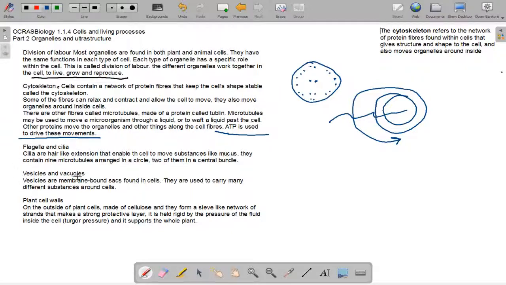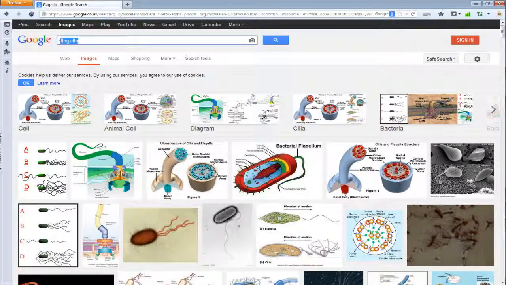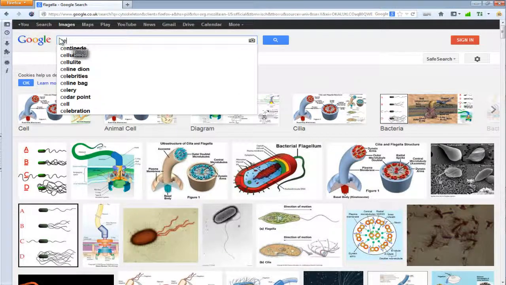And the vesicles are membrane-bound sacs found within cells, and they're used to carry many different substances around the cells. And they could also be used for cell stability in plants, and what makes the plant cell turgid. Plant cell walls, they're made of cellulose, and they form this network of strands that makes a very strong protective layer, and it's held by the pressure of the fluid inside the cell, which is turgor pressure, and it supports the entire plant. So we'll just look at the cell wall.